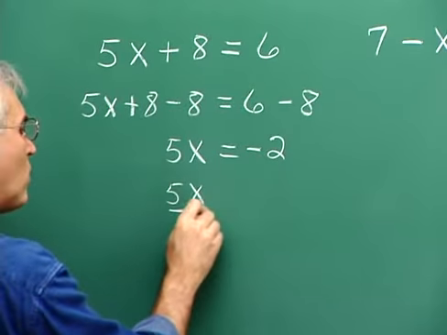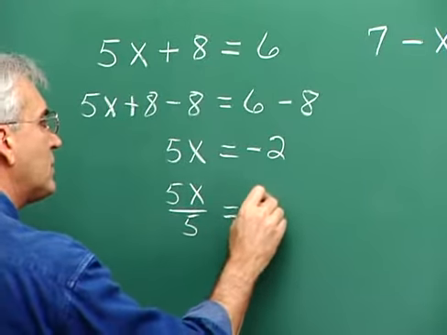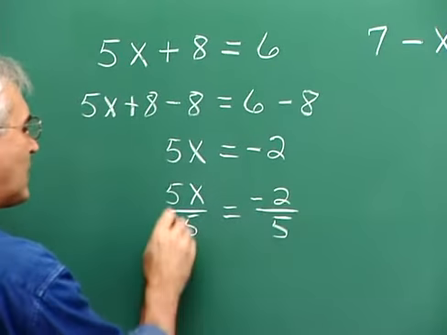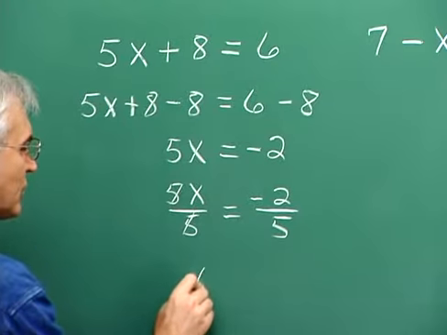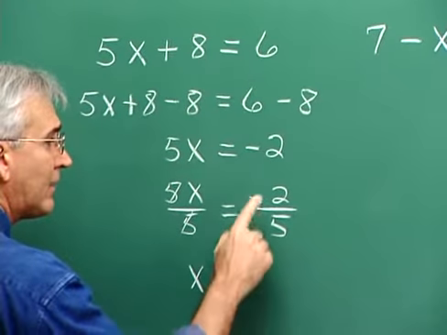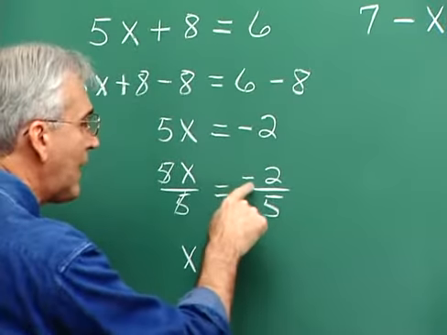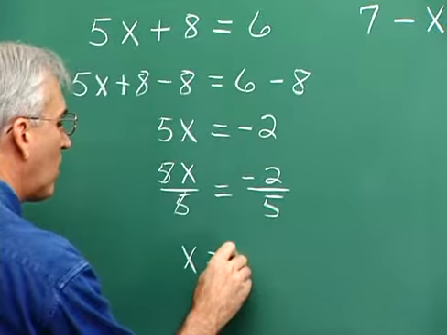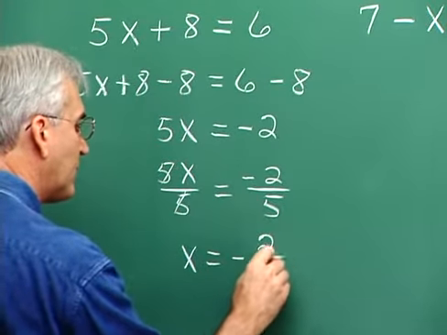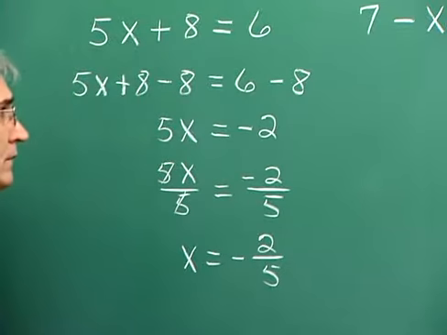So we want to show that we're doing that. We want to show the division by 5 on both sides. These cancel as expected, so we find x to be negative 2 over 5. Now, we can write this as negative 2 over 5, or we can write it as negative 2/5. Either way is okay. Here's another one.